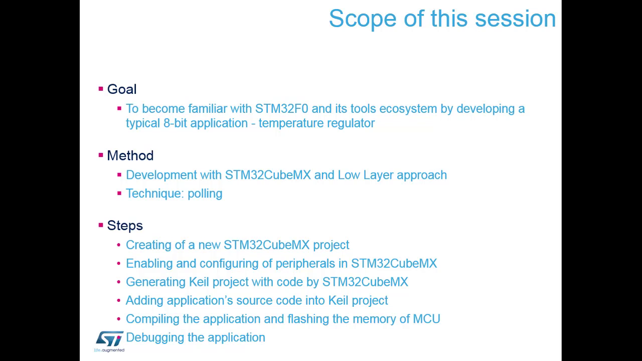The method that we're going to use in this section is the CubeMX tool, which will graphically help us create our project and workspace and link all the libraries in. We're still using the same technique, polling, from our application software flows. And the steps that we're going to do are create our CubeMX project, enable the configuration of the peripherals that we have chosen for our thermoregulator project, use the CubeMX tool to generate all our Keil startup files. So this time we won't be actually using the Keil new project function.